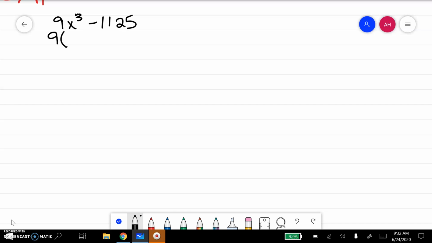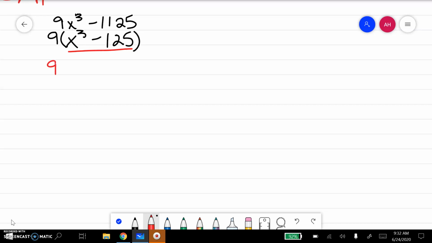So we're going to take out a 9. That leaves me with x cubed, and then 9 goes into 1125, 125 times. Okay. The next thing we do is you're always going to look at what's in parentheses and see if you can factor again. It has two terms, they're subtracted, and it's cubes, so we know this is a difference of cubes.